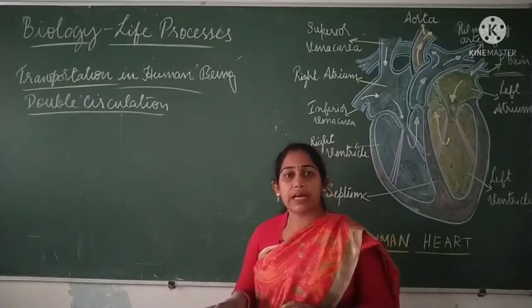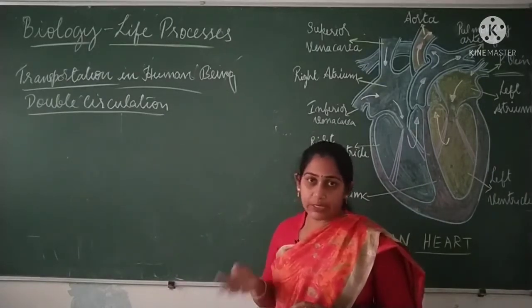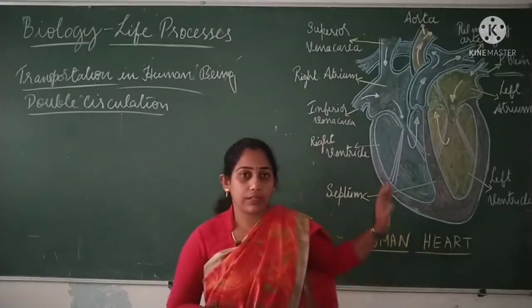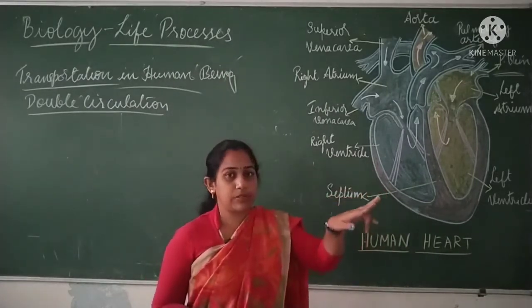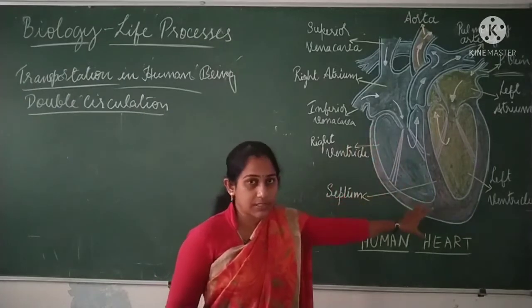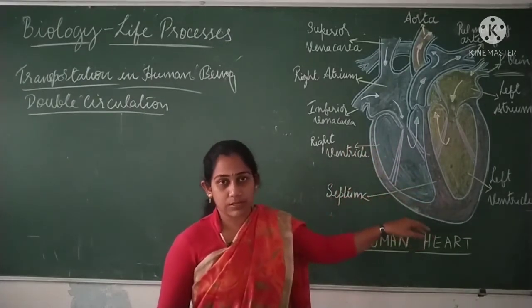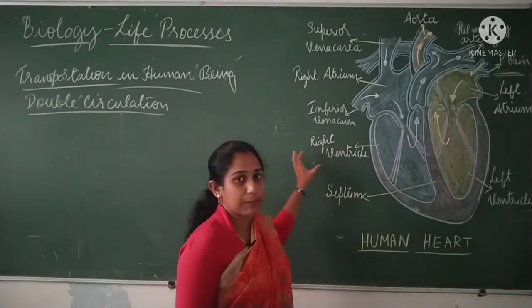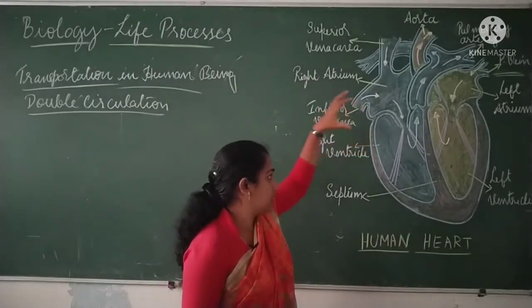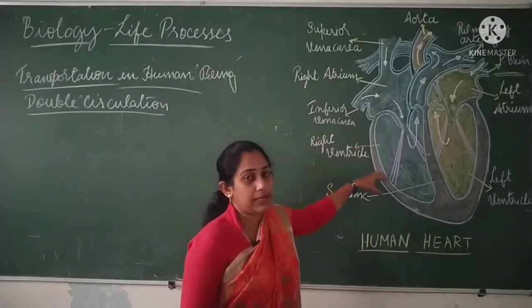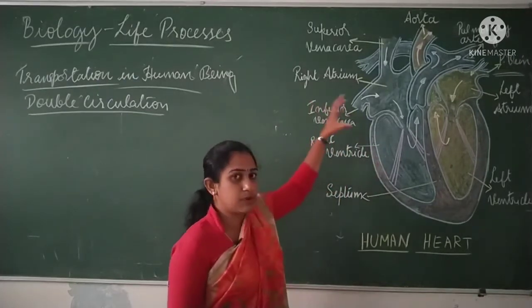So the human heart undergoes double circulation. I told you what double circulation is. In human beings the blood reaches our heart 2 times, once as deoxygenated blood, the other time as oxygenated blood, right? From the body parts, deoxygenated blood is brought to the heart for purification. So how is it purified? Deoxygenated blood is brought to the heart.